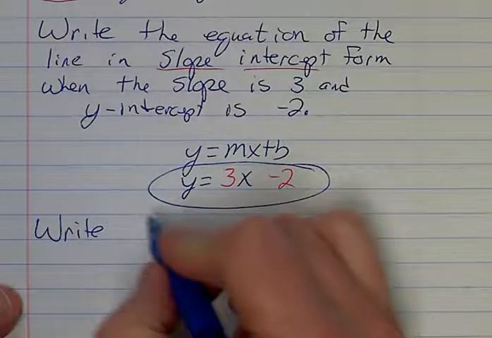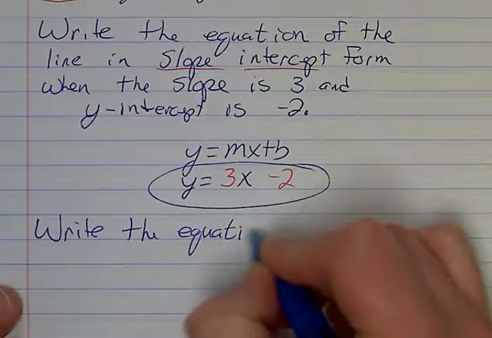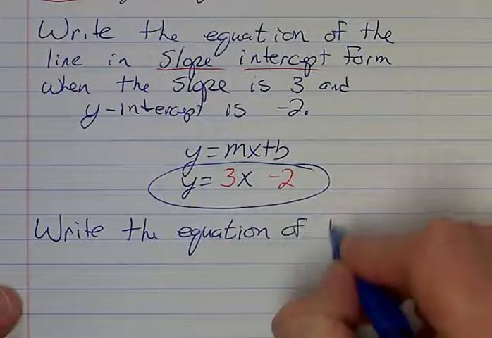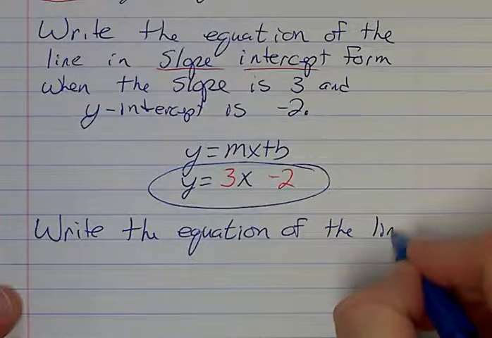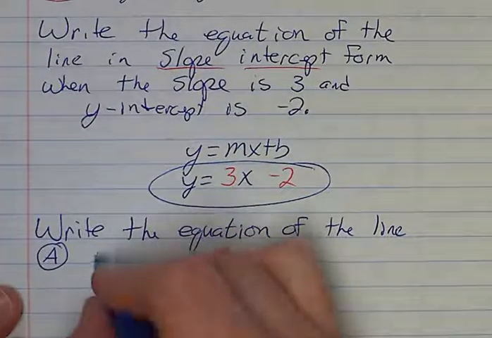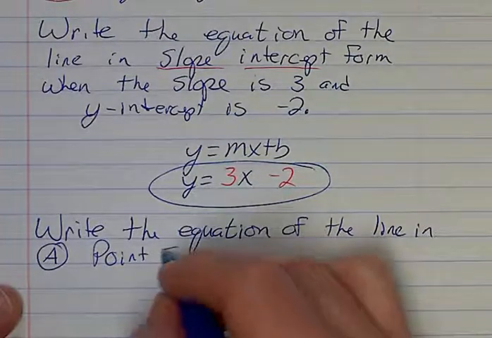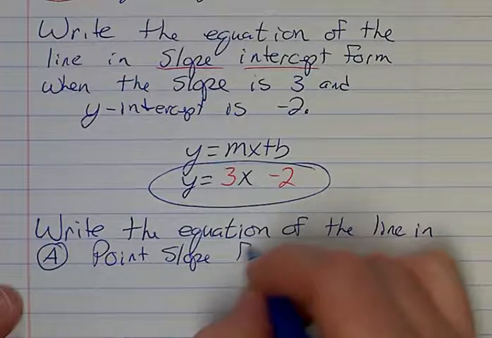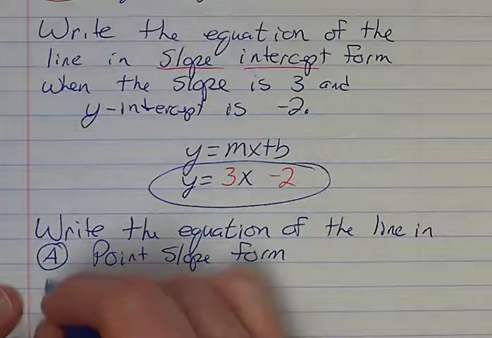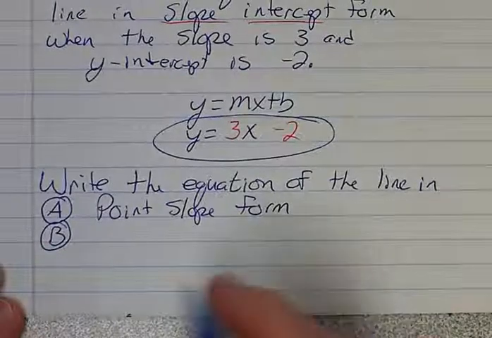For this one, we're going to write the equation of the line. I'm going to write it in point slope form first. And then the part B, we're going to write it in slope intercept.